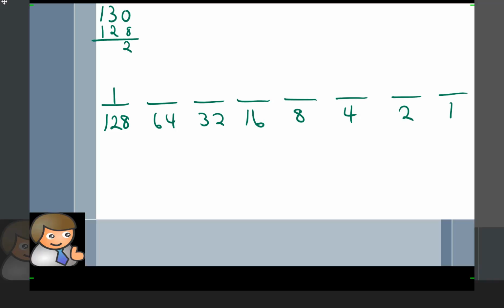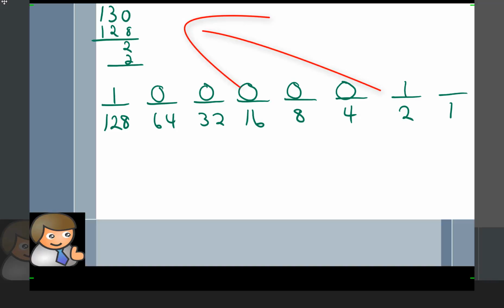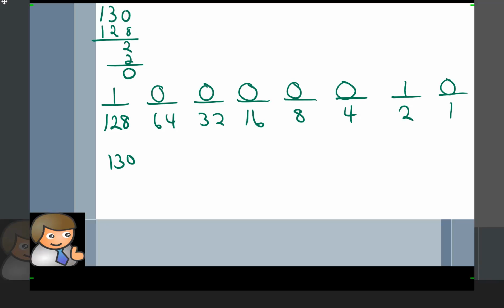64 is larger than 2. We can't subtract it, so a 0 goes there. 32 is larger than 2, so a 0 goes there. 16 is larger than 2. 8 is larger than 2. 4 is larger than 2. 2 is the same as or smaller, so a 1 goes there, and we take the 2 and we put it here, and then we get 0. And 1 can't be subtracted from 0, so a 0 goes here. So 130 is our decimal, and our binary is 1 0 0 0 0 0 1 0.